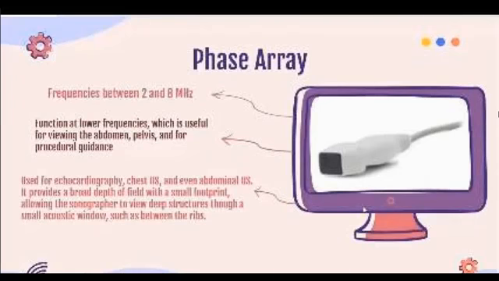This probe can be used in procedures such as cardiac imaging, imaging between ribs in the flank or right upper quadrant, and it may also be used for abdominal imaging if a curvilinear probe is not available.